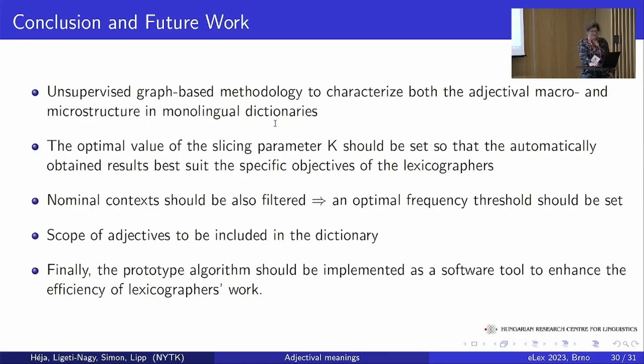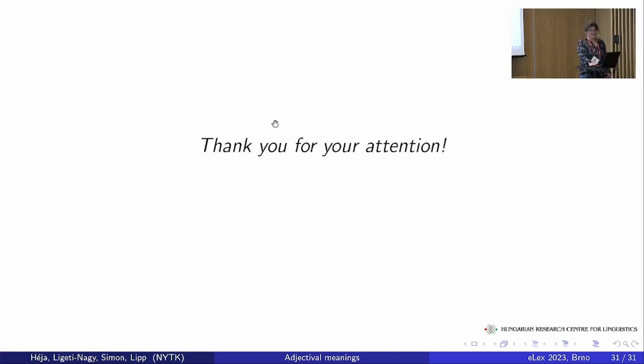So I wanted to present to you an unsupervised graph-based methodology, which helped us to characterize the adjectival micro and macrostructure in the dictionaries. It turned out that a tighter collaboration with lexicographers is needed because their perspective is quite important at setting the right parameters. And thank you.